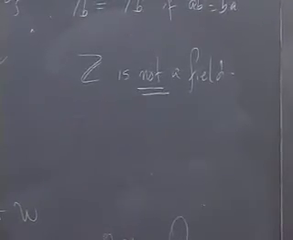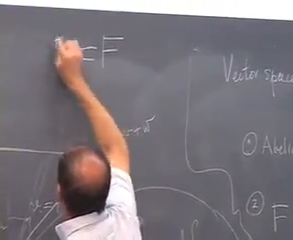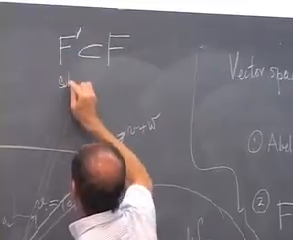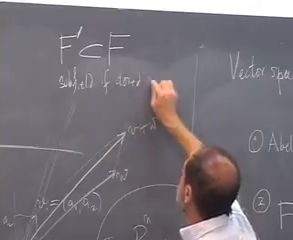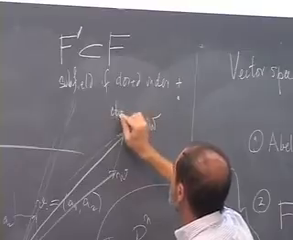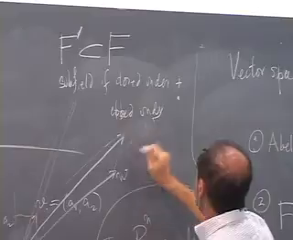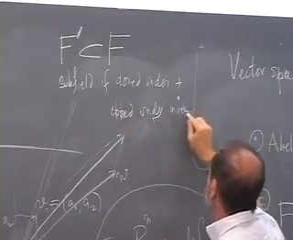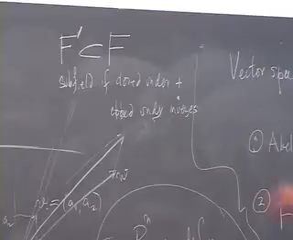Now you can talk about subfields of a field. That makes a lot of sense. So if you have one field and you have a subset of it, you'd say it's a subfield if it's closed under plus and times and closed under inverses in both groups. So it's a subgroup under addition, and the non-zero elements form a subgroup under multiplication.